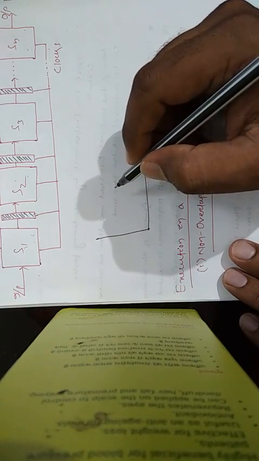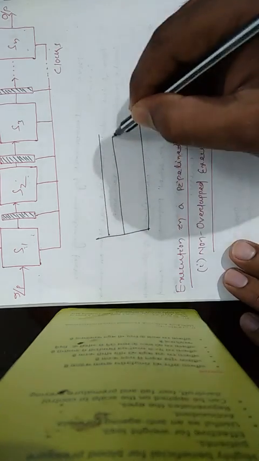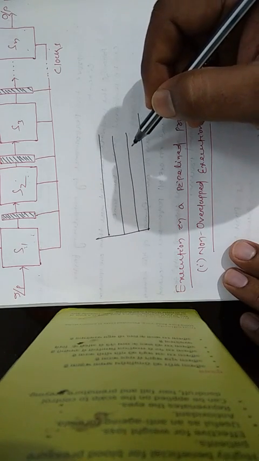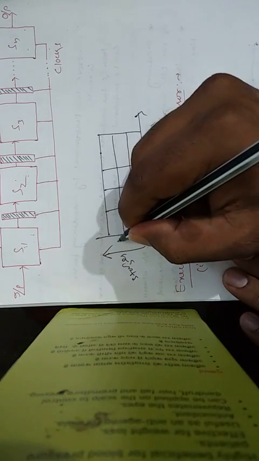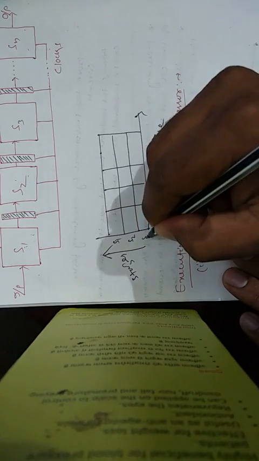suppose there are three stages, 1, 2, 3, or you can say three instructions, and each instruction has 4 phases: 1, 2, 3, and 4. This is the clock cycle on the X-axis, and this is the Y-axis, stages. Suppose this is stage 1, stage 2, stage 3. This is 1, 2, 3, 4: first clock cycle, second clock cycle, third clock cycle, fourth clock cycle. This diagram is also called a space-time diagram. Okay.